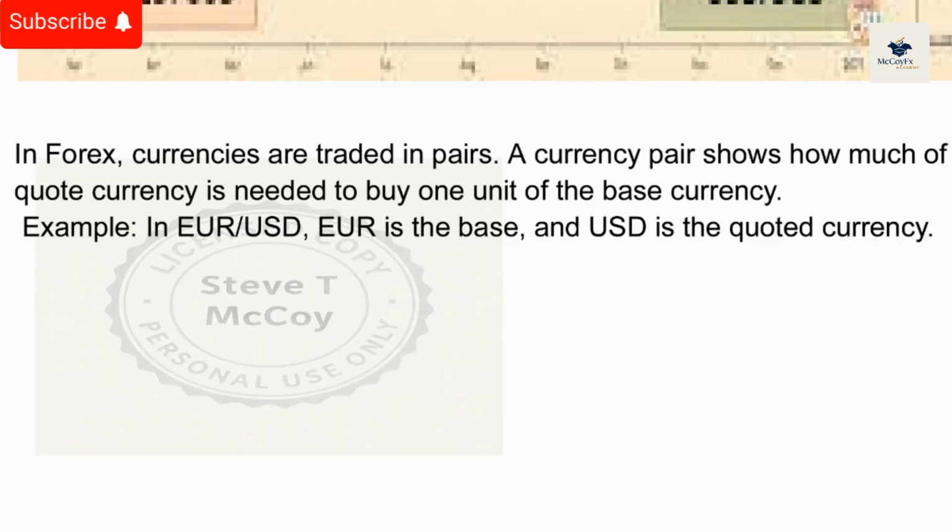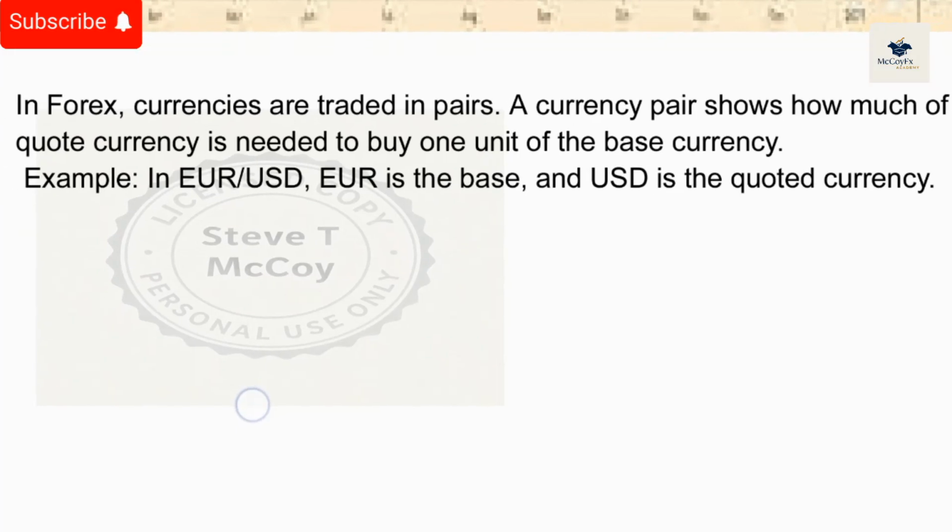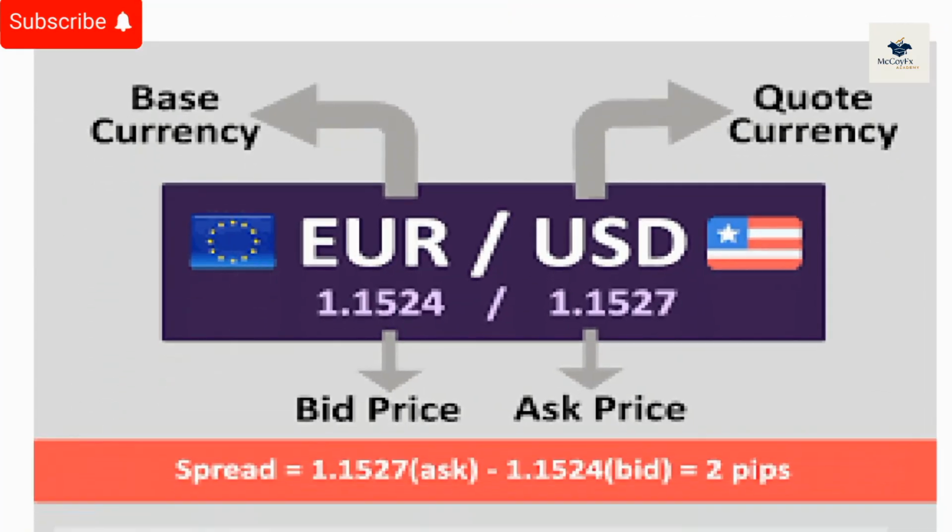A currency pair shows how much of the quote currency is needed to buy one unit of the base currency. For example, Euro USD. Euro is the base currency and USD is the quoted currency. You can see it in the diagram. Base currency, which is the euro, and quote currency, which is the USD.